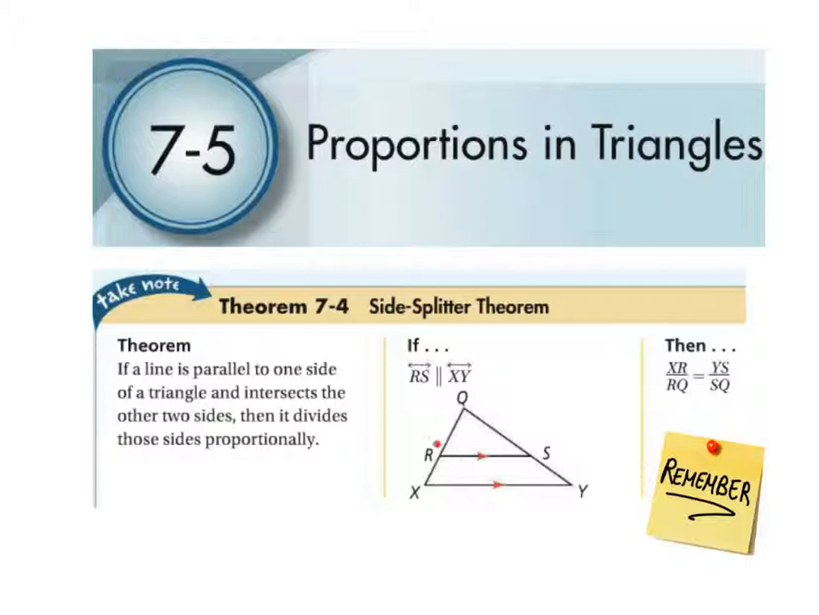So it says that if these are parallel, then let's look at this proportion. It says XR to RQ would equal YS to SQ. All right, that makes sense. It just breaks it up so that the parts are proportional. So the little to the big, little to the big.